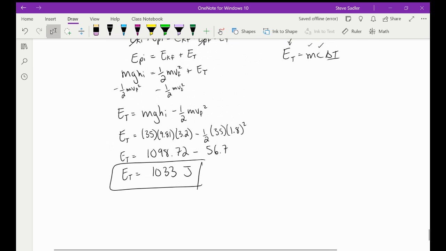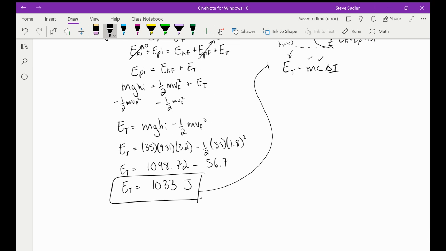Now we can carry this back up and plop it in here. We're looking for delta T. So now I'm going to divide both sides by mc, because we're looking for how much the temperature changed. So we don't need to find T final or T initial. We can just find change in temperature. Cancel those out, and I've got my change in temperature is equal to E_T over mc.